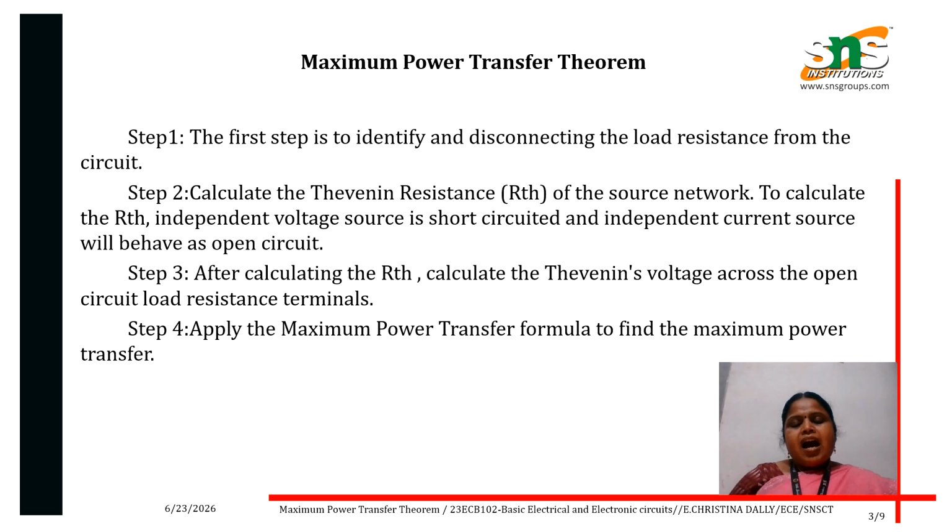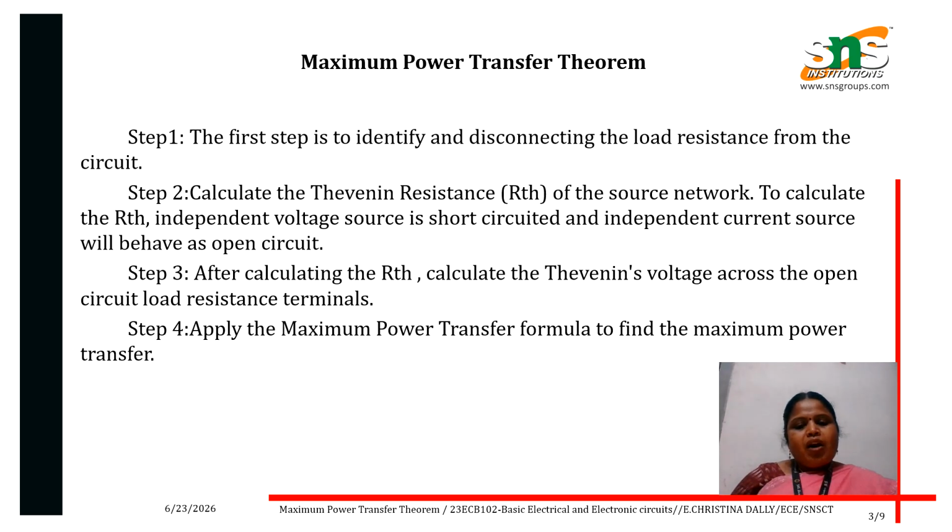We have discussed what the theorem is, and the next thing we are going to discuss is the steps in maximum power transfer. In the given problem, the first step is to disconnect the load resistance. As I have already mentioned, we take the load terminals across A and B, and we disconnect the load resistance from the given circuit.